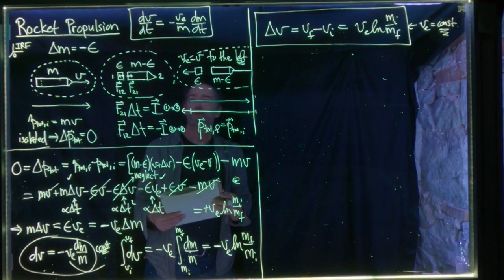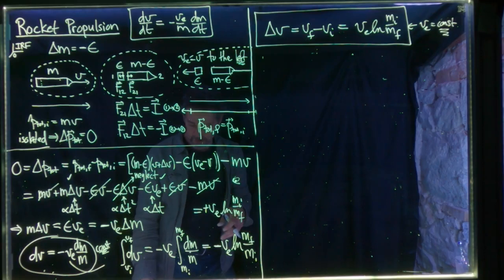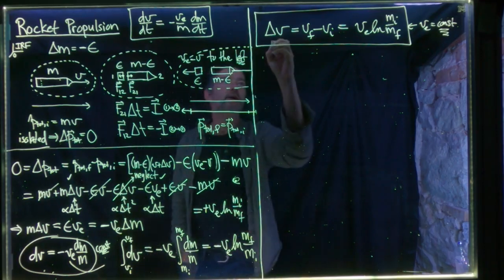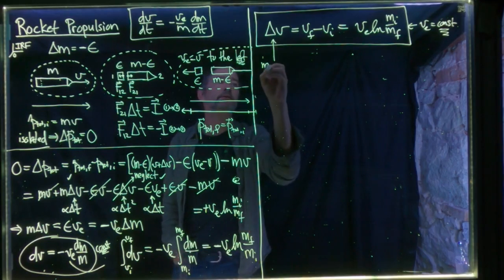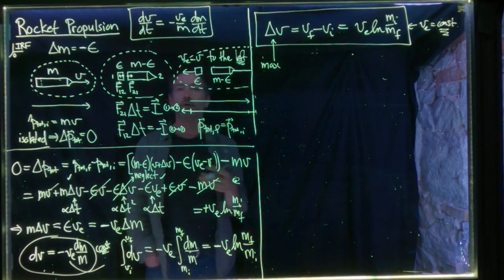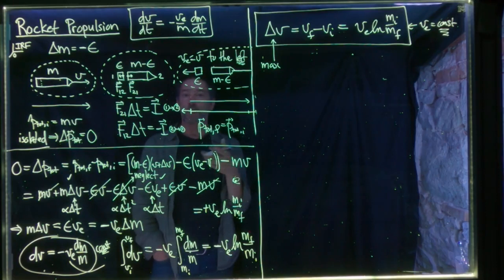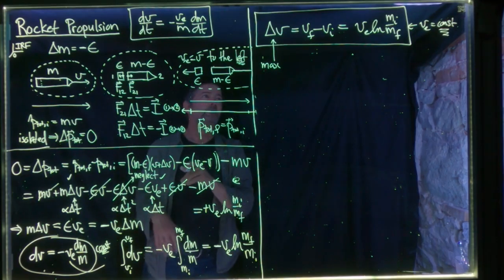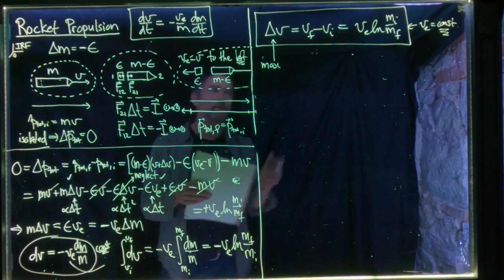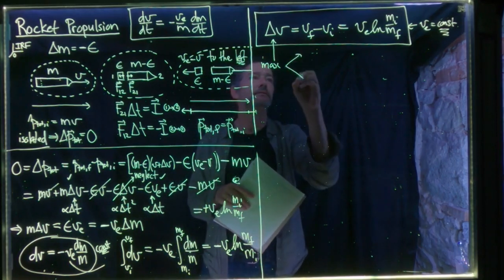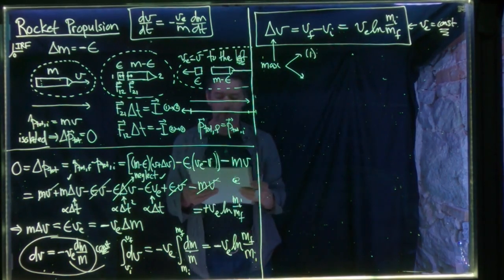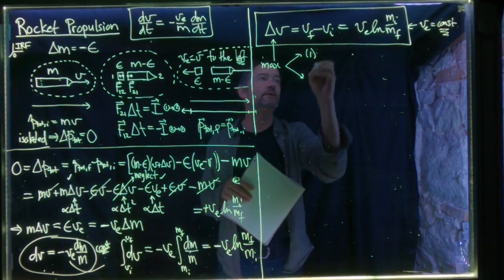Okay, so now the thing is, at the end of the day, what we want to do is maximize delta V, right? That's the whole point, to get a rocket going fast. You need it to be fast enough to have escape velocity from, you know, this planet or that or whatever. So you want to maximize that delta V, the change in velocity of the rocket. So there's two ways to do that. So one way is you want to maximize VE.